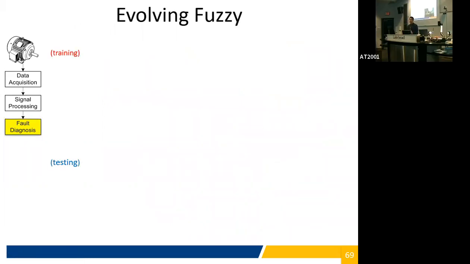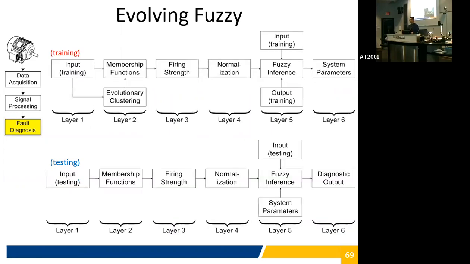Such an evolving system requires a training and a testing process, looking like this. The purpose of training is to determine the parameters of the system, and then the purpose of testing is to use those same parameters to give us our diagnostic output. So let's look into the training.